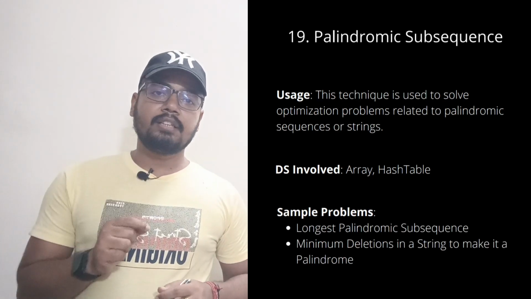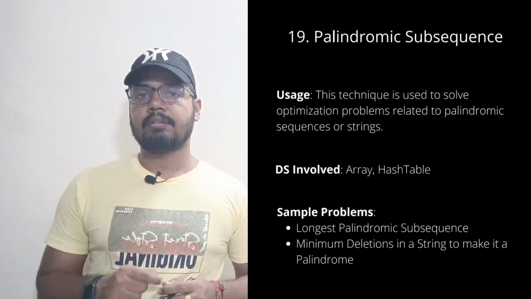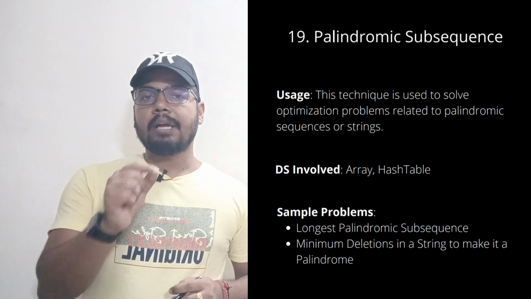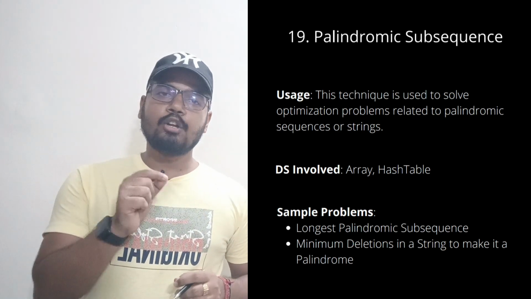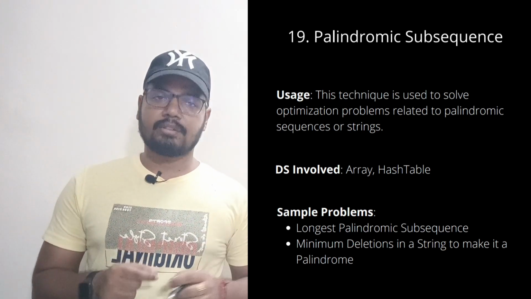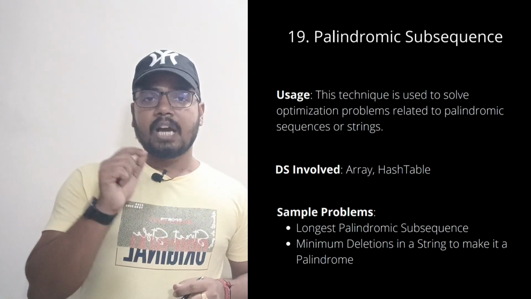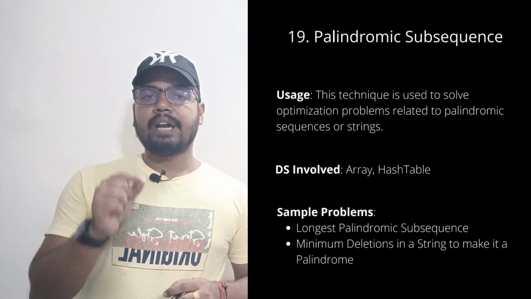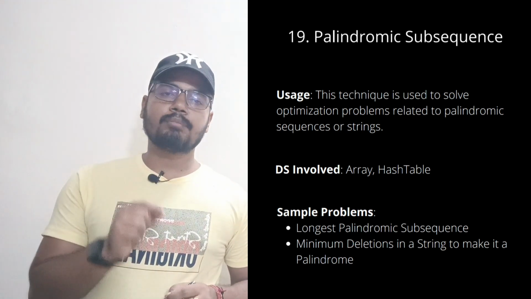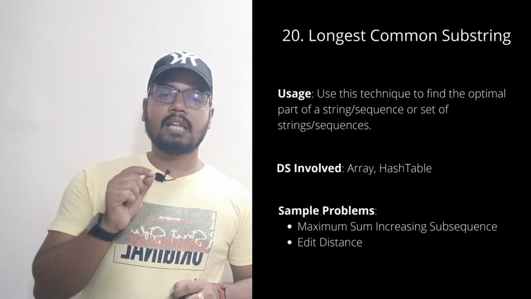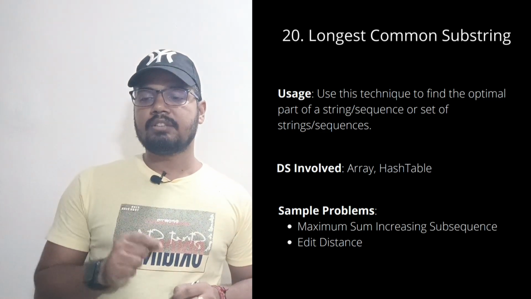The next pattern is palindromic subsequence. This technique is used to solve the optimization problem of a palindromic subsequence or strings. The DS involved is array and hash table. For example, if we need to find out the longest palindromic subsequence.